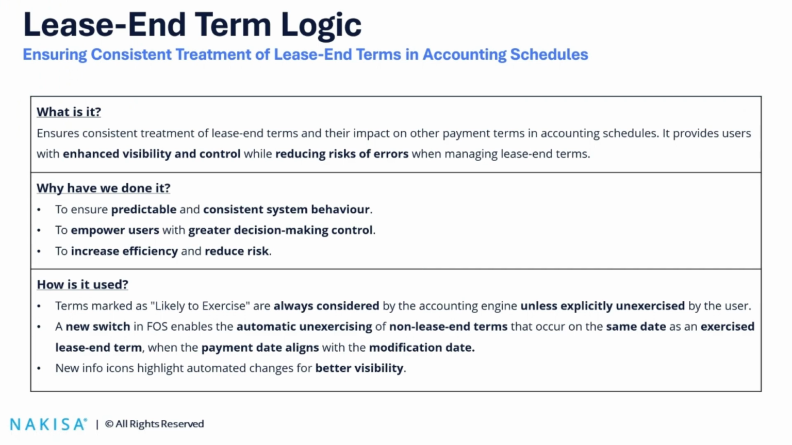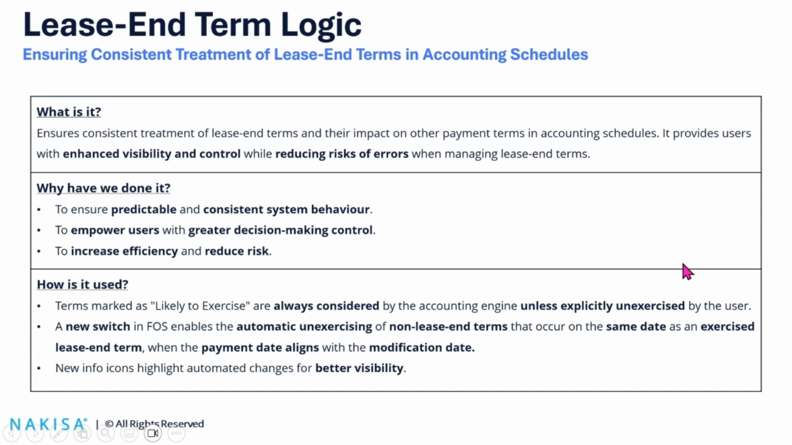So we will start with our lease end term logic. This introduces a standardized rule that ensures any exercise payment term always appears in the financial schedules. Previously there were scenarios where exercise terms within an activation group did not reflect correctly in the financial schedules. This led to inconsistencies and potential discrepancies in accounting reports.